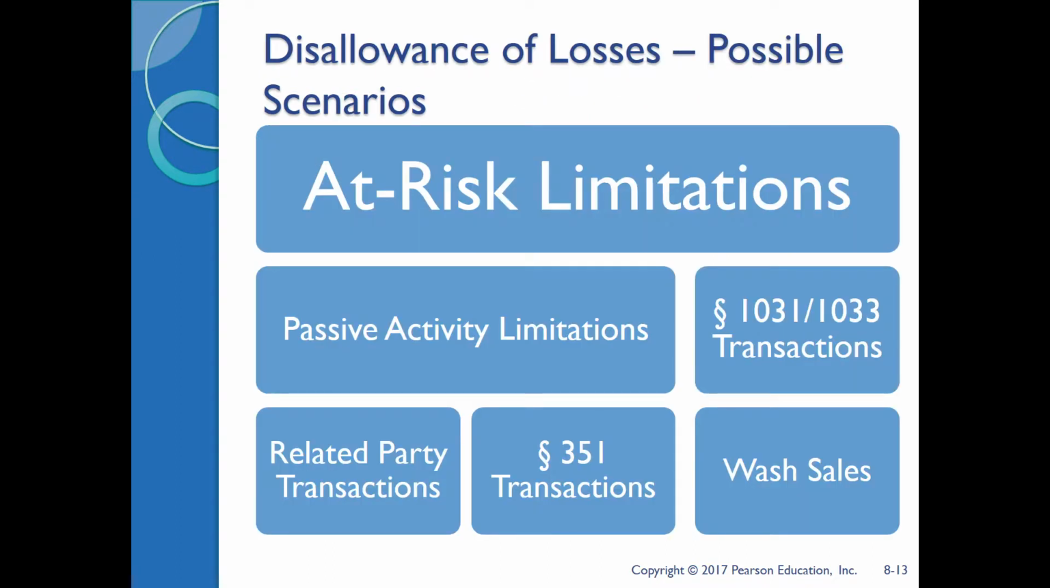Disallowance of losses, possible scenarios. We have at-risk limitations, passive activity limitations, Section 1031 and 1033 transactions, related party transactions, Section 351 transactions, and wash sales. We've talked a little bit about some of these, and we'll continue to talk more about them as we go forward.